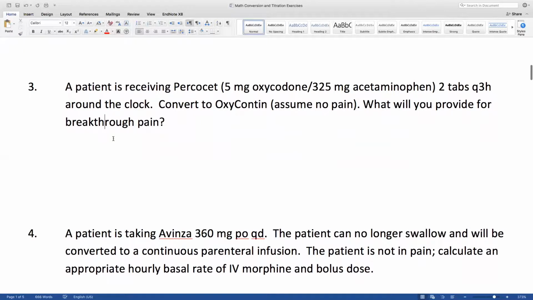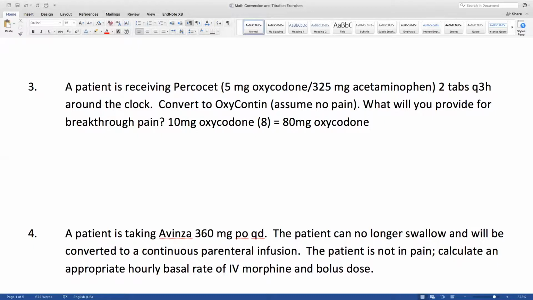A patient's receiving Percocet 5, 325, 2 tabs, Q3. How much oxycodone per dose? Per dose? 10. Okay, so 10 milligrams of oxycodone. And then how many doses a day are they getting? 8. So what's the total oxycodone dose? 80 milligrams oxycodone per day.